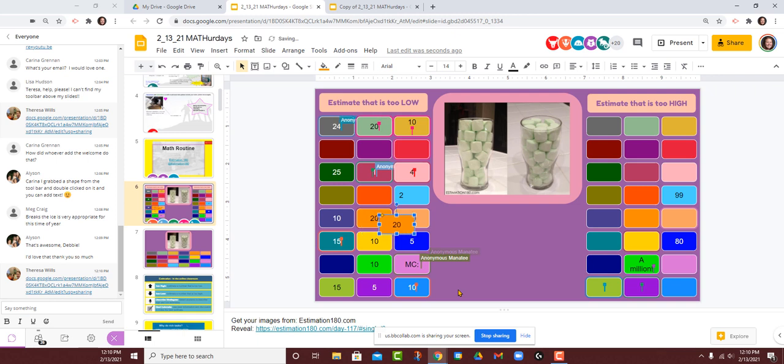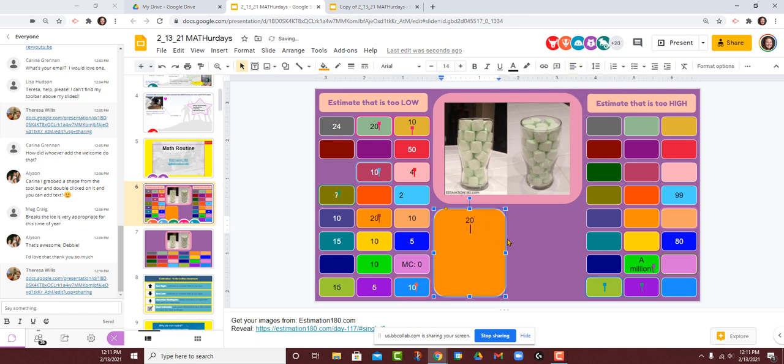And so far, our lowest one comes from whoever picked orange. If you would like to, I invite you to turn on your microphone and tell us why you think 20 is too low. I think it's too low because I can actually count 20. And so I know there's a lot more than that.